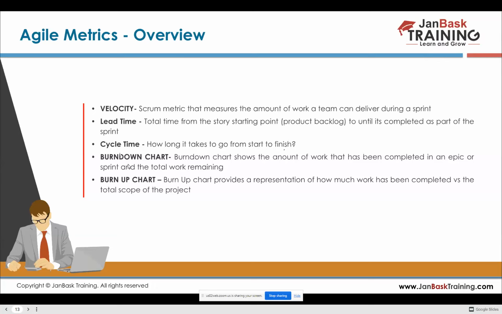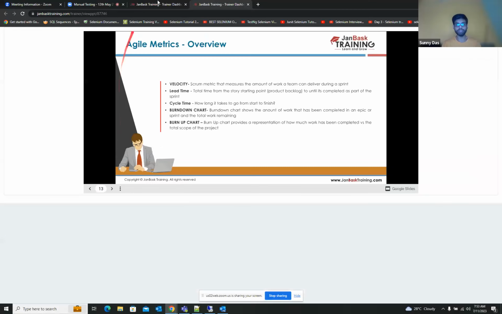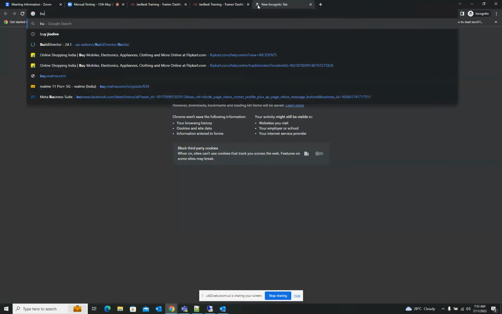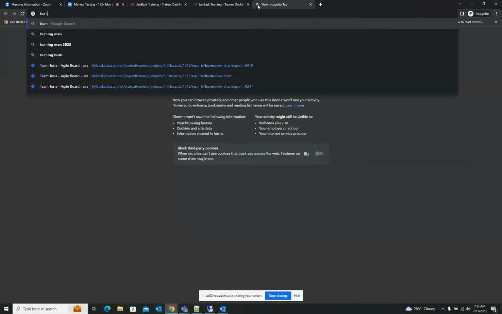Right? What is a burn up chart? It's completely opposite. It provides a representation of how much work has been completed versus the total scope of the project, right? So at the beginning of the sprint, you will have completed 0 story points because you are starting from there. And from there, suppose you have completed 35 story points, right? So it will give you the burn up chart. If I show you, they are like two parallel lines.